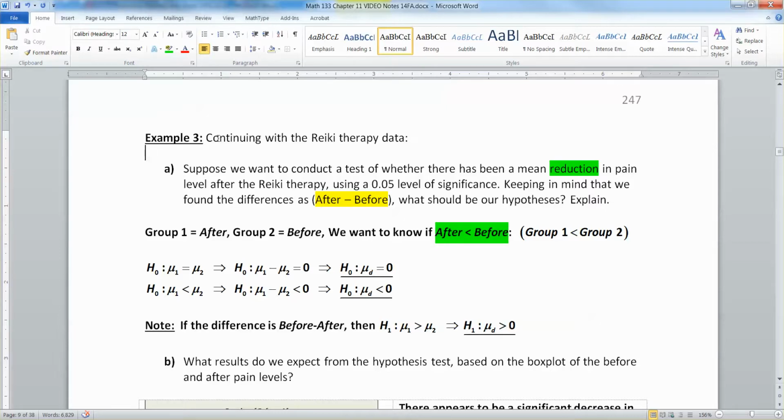So continue with this Reiki touch therapy. We want to conduct a test of whether there has been a mean reduction in pain. That word reduction I highlighted because it's important. After the Reiki therapy, so they want to reduce after. So using a 0.05 level of significance, keep in mind that the differences were found as after minus before. So we're setting up group 1 as after, group 2 as before. We want to know if after is less than before. In other words, is group 1, which is the after group, less than the before group, which is group 2.